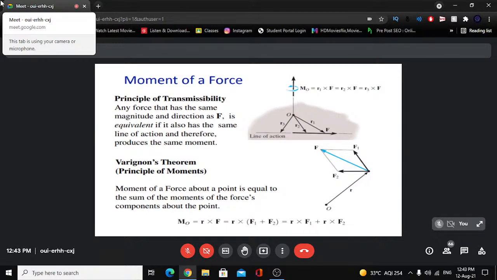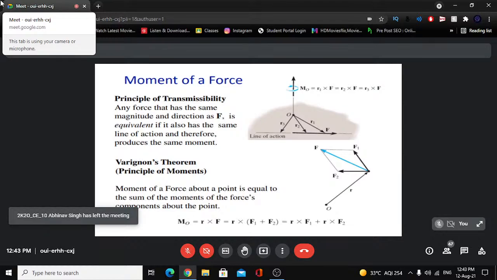So if the moment produced by F is R cross F, this is equal to R cross F1 plus F2, or we can open this bracket. The moments produced by the individual components, R cross F1 plus R cross F2, give the total moment R cross F. This theorem, this principle, is known as Varignon's theorem. This is also a very important result. It has a lot of applications, which we'll discuss later.